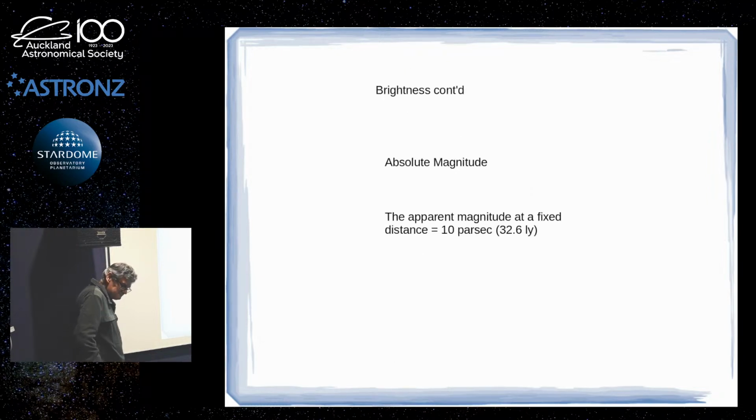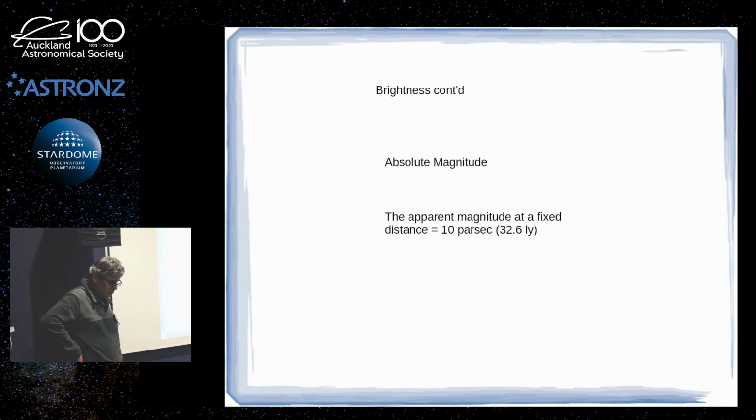Okay, the other thing about brightness: we've been talking about visual magnitude, but this is apparent magnitude. In other words, how bright it looks to us. It doesn't take into account the distance. So obviously something really bright and really far away can look faint. So basically it follows the inverse square law.